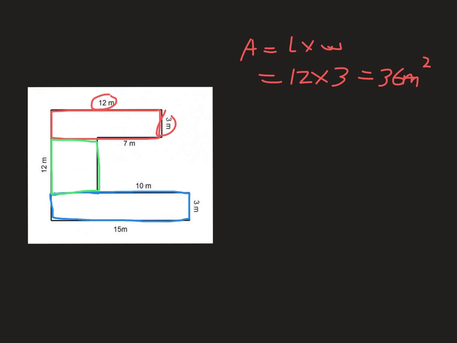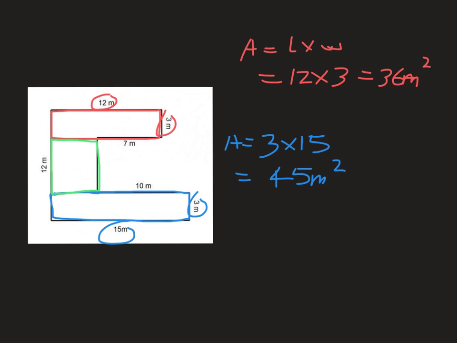I'm going to move to the blue because I can recognize straight away that it is my next easiest. I'm already given what I need. So the area of the blue is going to be equal to 3 times 15, which is going to be equal to 45 square meters.